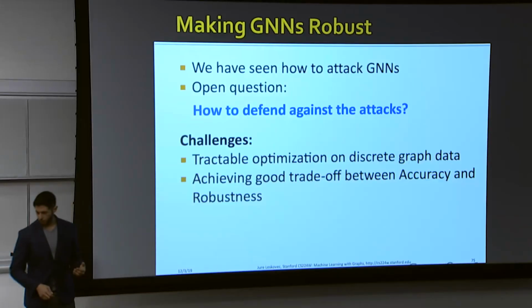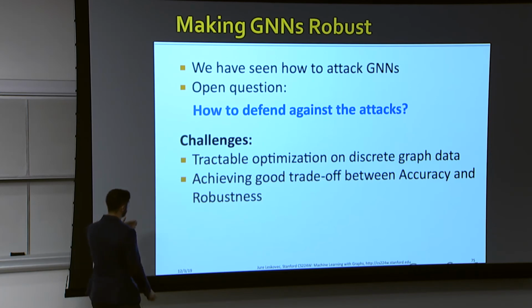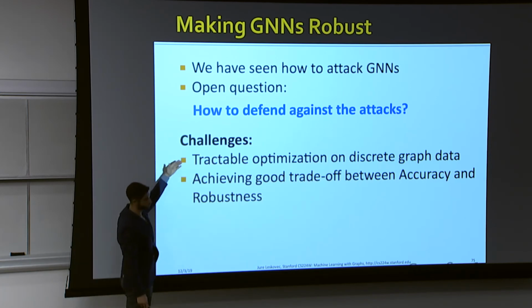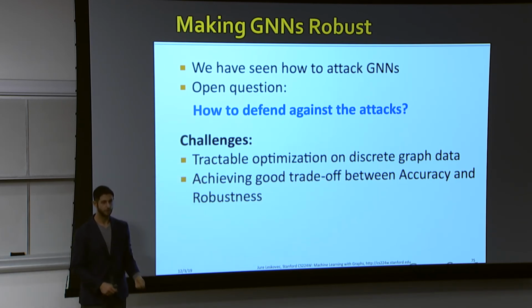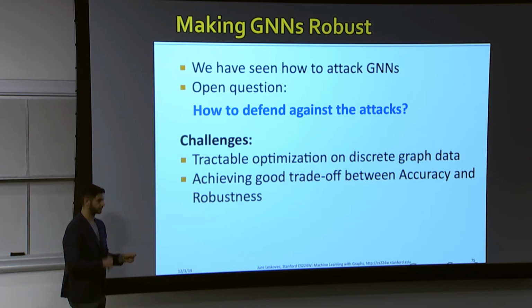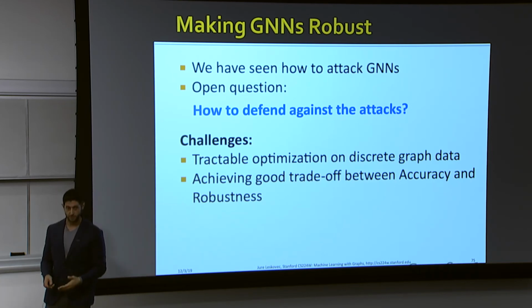And when it comes instead to how to make GNNs more robust, the open question is how do we defend against attacks? One challenge is the one we were mentioning before: it's very difficult to find tractable optimization on this discrete graph data. So the problem that we mentioned before, the fact that we're always retraining GCNs in that inner loop. And at the same time, we also want to achieve a good trade-off between accuracy and robustness.